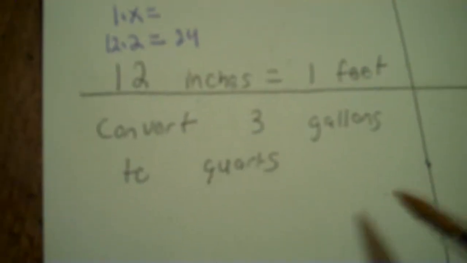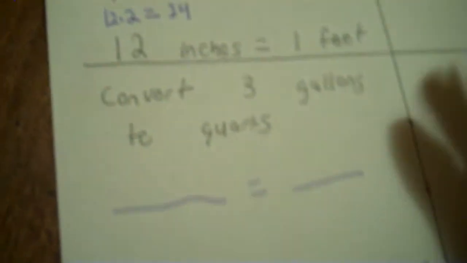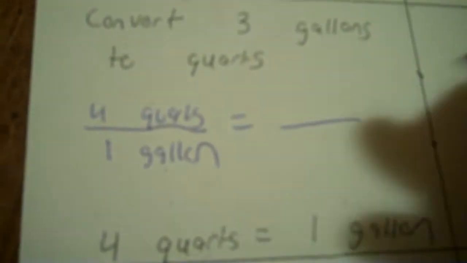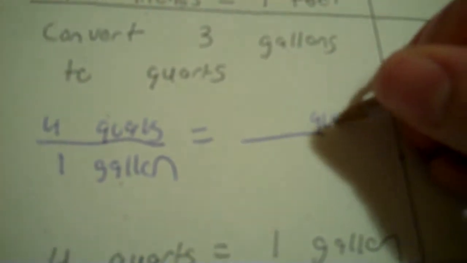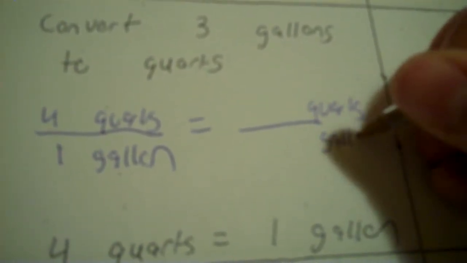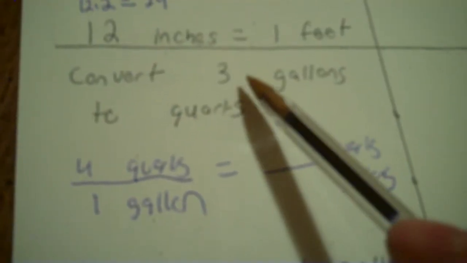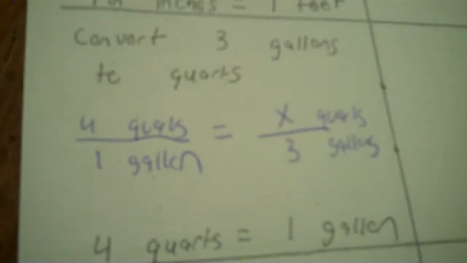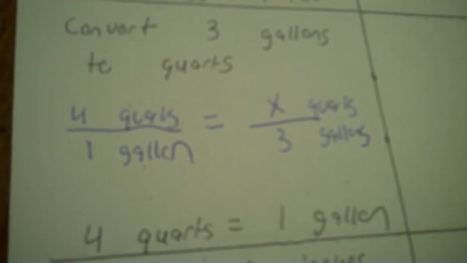Now, next one. Convert 3 gallons to quarts. There are 4 quarts in 1 gallon. Put an equals and then make the 2 lines. So, put 4 quarts, 1 gallon. Now, put the words in the same order: quarts, gallons. 3 gallons, so I put 3 with gallons, and I put x with quarts, because that's what I'm trying to figure out. Okay.